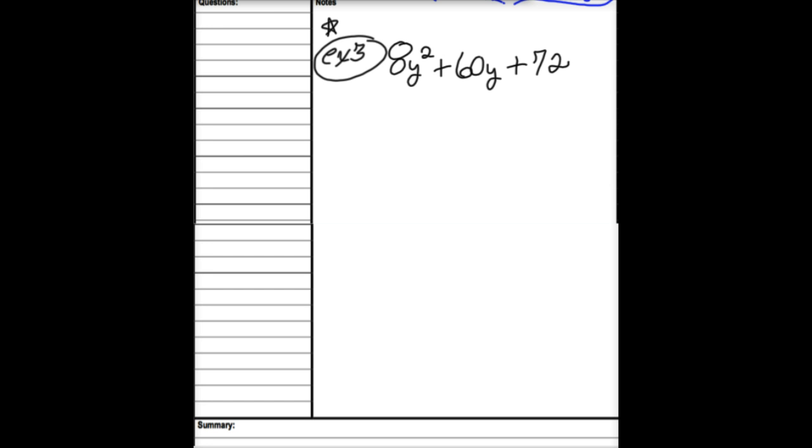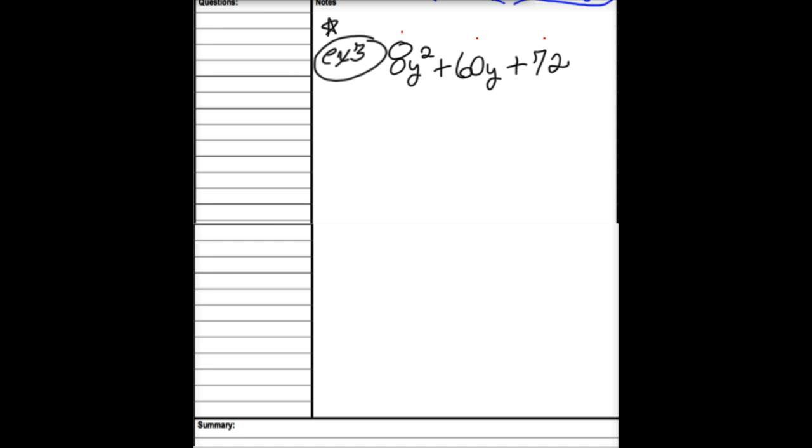All right, so the first thing I do is I look and I say, can I pull anything out of all those terms? And obviously, yes, they're all even. So a 2 could come out. But if I just pull out a 2, it'll go down to 4, 30, and 36, and those are still even. So what that means is I can pull out more than that.